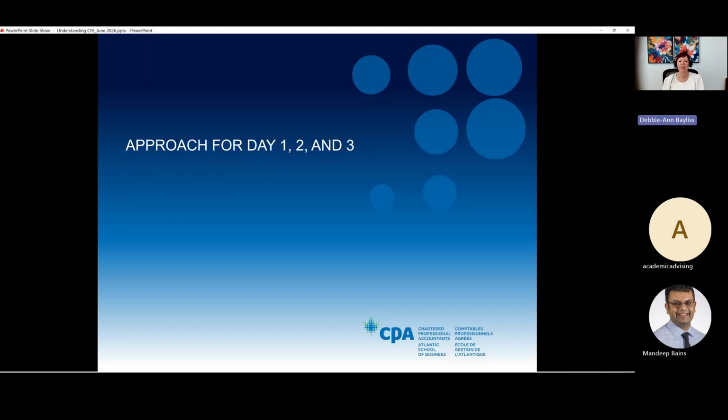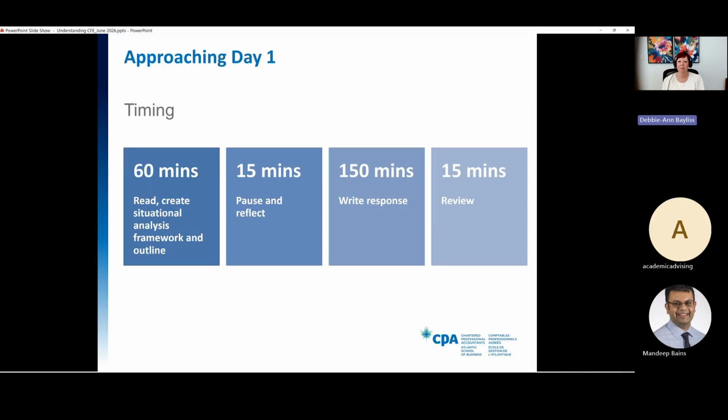So let's talk about the different approaches for day 1 versus day 2 and day 3. From a timing perspective, really think about allocating your time to 4 different buckets. CPA Canada recommends that you spend the first 60 minutes reading the case, creating your situational analysis, and your outline. I'm going to talk more about that situational analysis because it's critical when it comes to day one. Then take 15 minutes to pause and reflect.